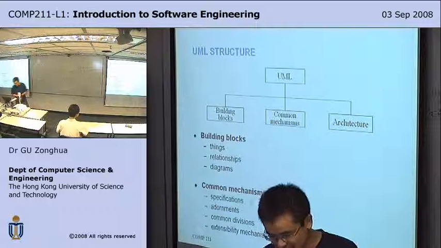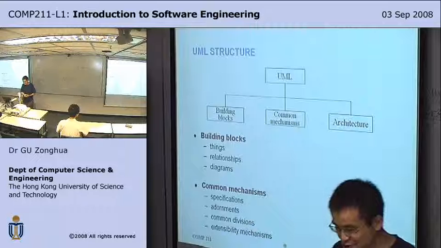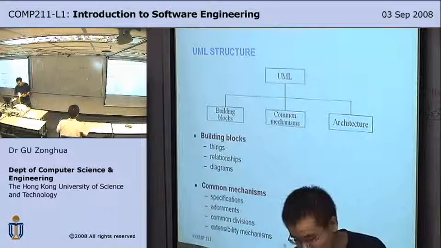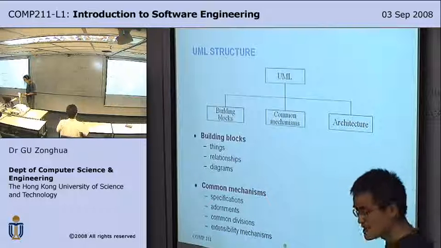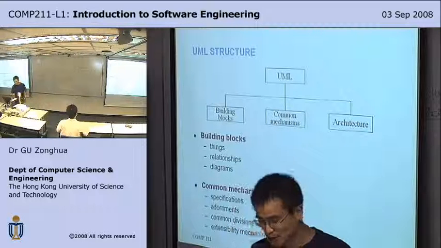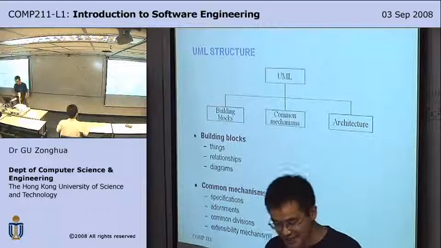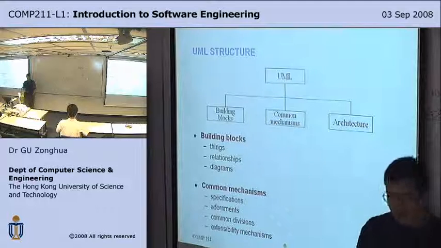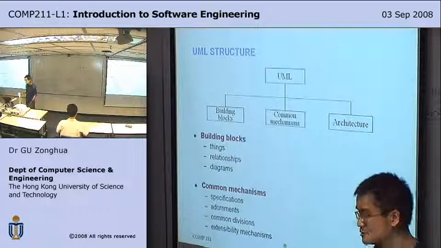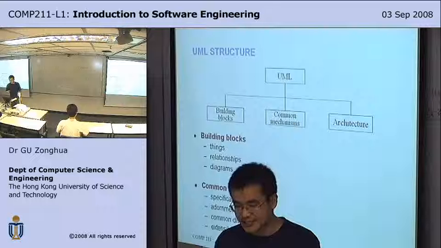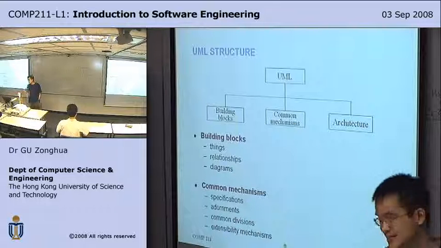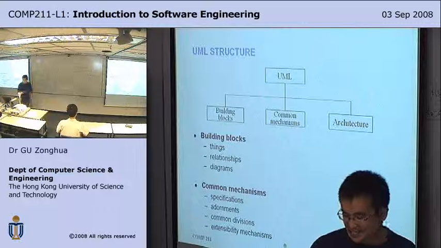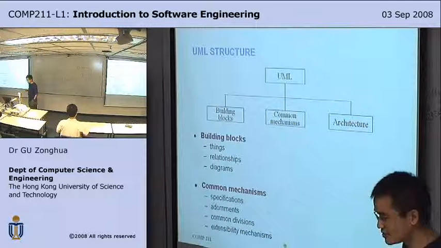Common mechanisms include specifications, that is textual descriptions of an element, adornments, that is additional annotations for describing the details of each modeling element, and common divisions, that is particular ways of thinking about the world. We'll discuss the division between classifier and instance, for example. A student is a classifier. Each one of you is an instance. That's the difference. And also interface and implementation. That's another division.